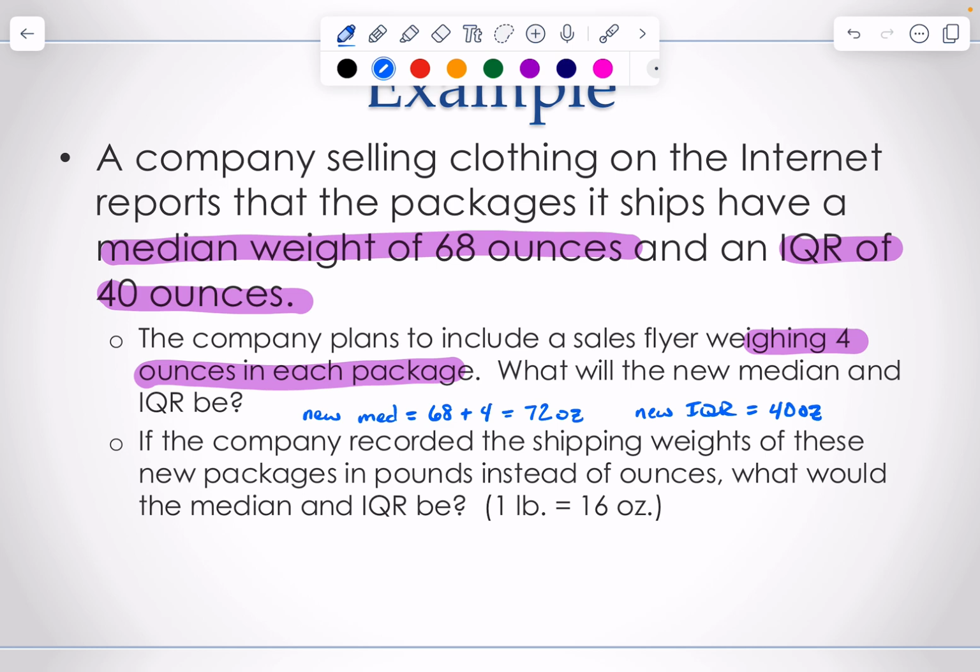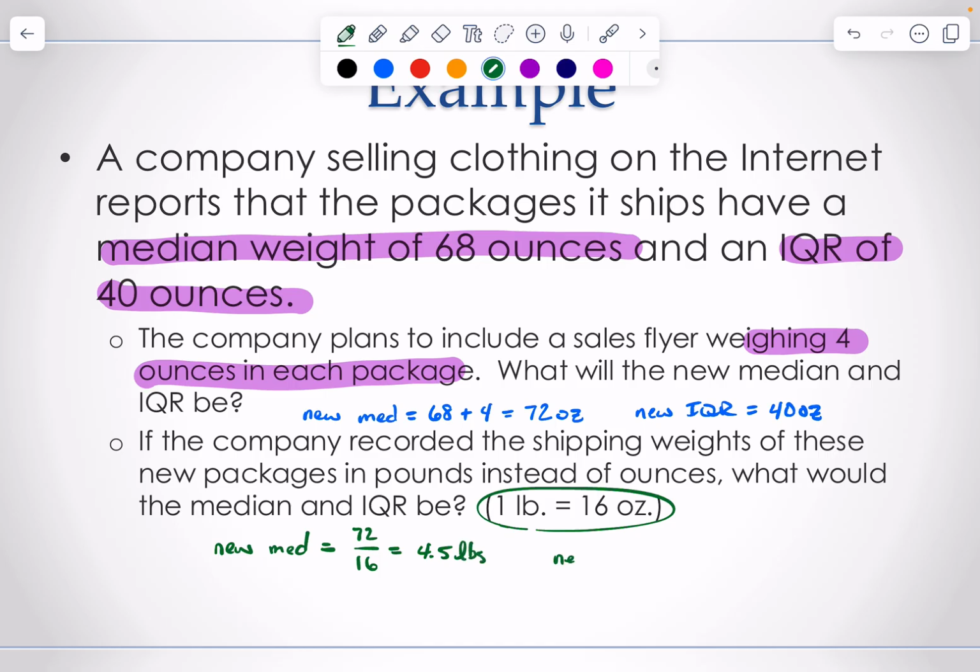Now, if I take that new data, so now I have these new packages with the extra flyers in them, and instead of measuring in ounces, I want to measure in pounds. Now I'm putting a rescale on my data set. And so I'm going to be taking all of my values and dividing by 16, as we see the conversion here. So if I'm dividing everything by 16 to convert it into pounds, that means my new median, which was 72, now gets divided by 16 and becomes about 4.5 pounds.